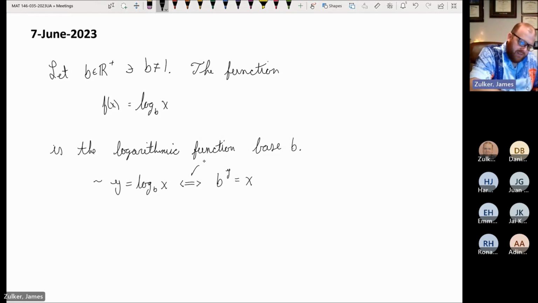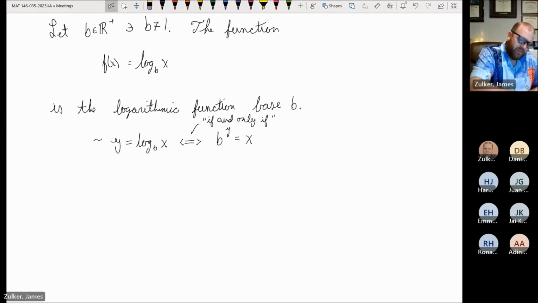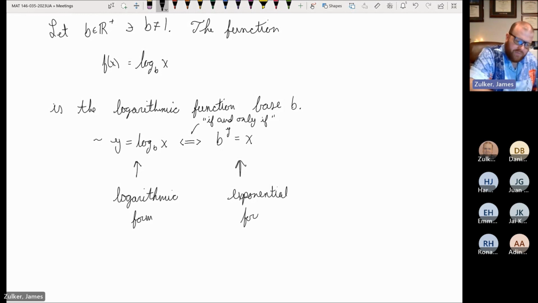And so the symbol is if and only if. This form is known as logarithmic form. This is called exponential form. All right, so the equation on the left is known as logarithmic form. The equation on the right is exponential form.